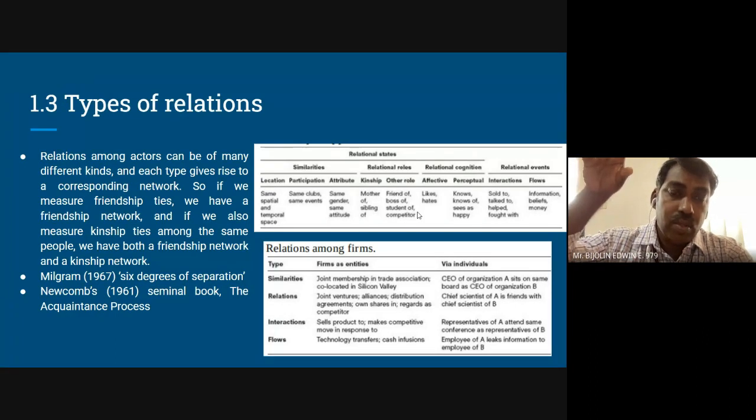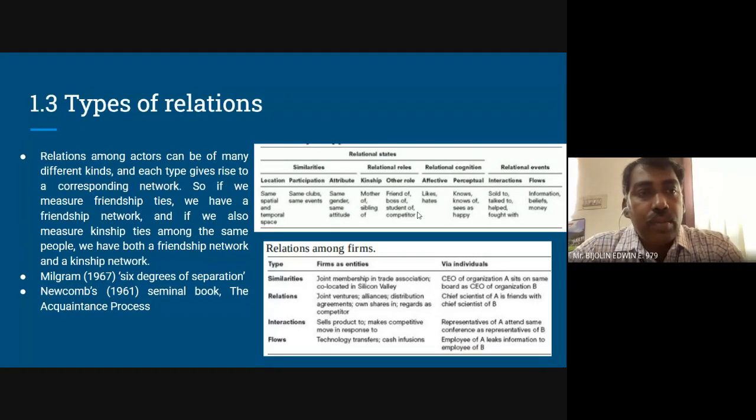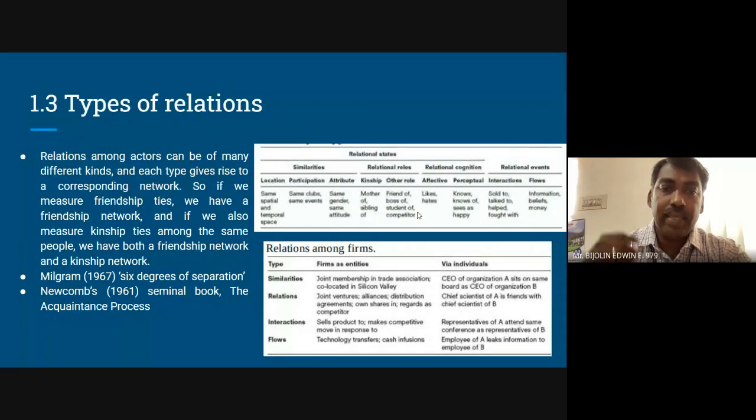Our co-brothers' relatives, then their relatives, we call them far relatives. So these are the different types of relations. Our own brother and sister, we can consider as type 1. Then the next level is type 2, and the next level is type 3.